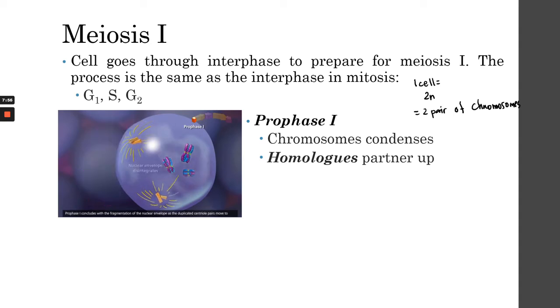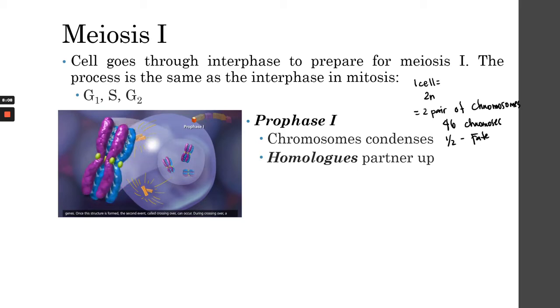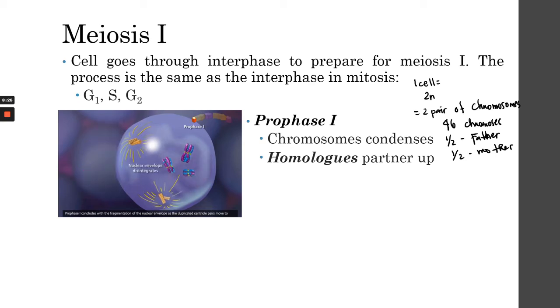We know that the human cell contains 46 chromosomes. And these 46 chromosomes, half of them come from the father, and the other half come from the mother. So meaning 23 come from the father, and 23 come from the mother. So this is what we call chromosomes, and there are 46 of them, 23 from the mother, 23 from the father. That's what is partnering up.